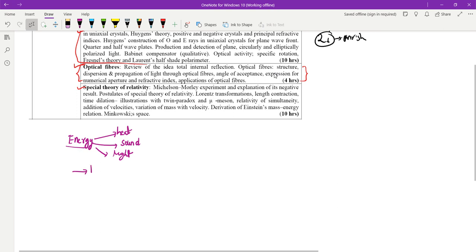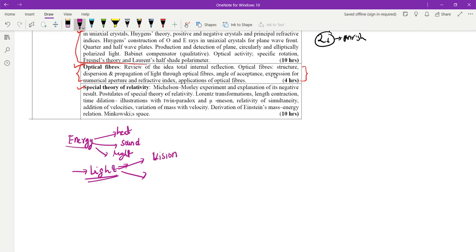In this light, with the help of light we are able to see an object. This is the basic definition. Here, the properties of light, or the phenomenon of light, can be explained.